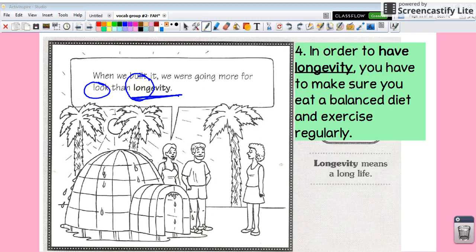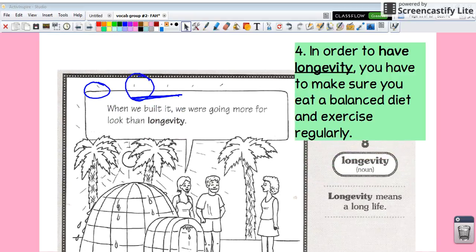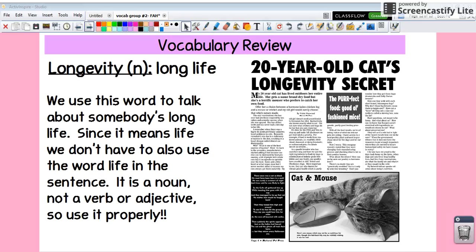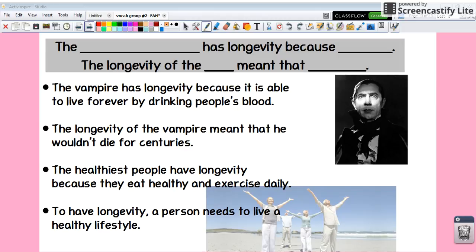Now, longevity, unlike the other words from this week, is a noun, which means that we're not going to use it to describe people, and we're not going to use it as a verb. It is a noun. So you talk about somebody's long life, you talk about their longevity. You don't say, I longevity something. That would be a verb. That's not okay. And you don't say, I am longevity. Or you don't say, Amanda's longevity. No, actually, you could say Amanda's longevity. You could talk about my long life, but you can't say I am longevity. When you say I am something, that's using it as an adjective.